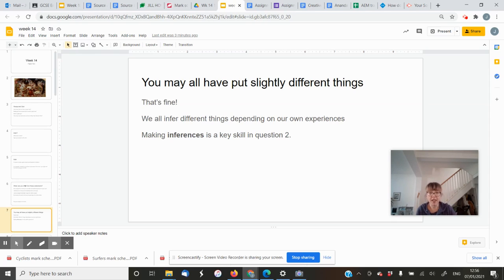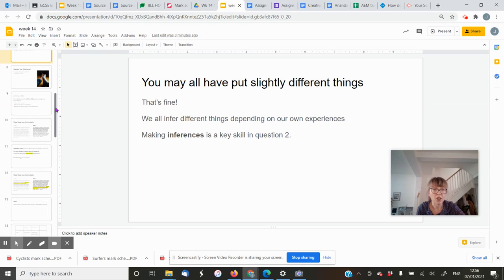You have probably all put slightly different things into the chat, what inferences you made, and that's absolutely fine. We all make different inferences depending on the things that we've experienced in our own lives. So all your answers are going to be slightly different, and that's, as we know in English, a good thing. And doing this, making inferences, is a key skill in question 2, which we are looking at today.